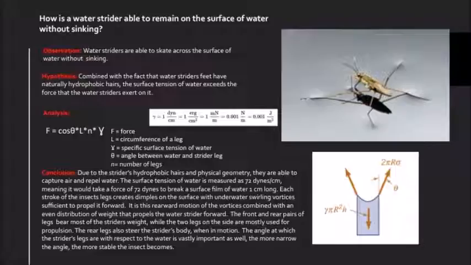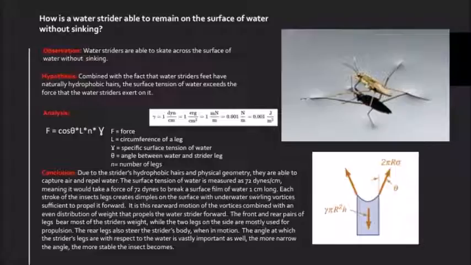Each stroke of the insect's leg creates dipoles on the surface with underwater swirling vortices, sufficient to propel it forward. It is this reverse motion of the vortices combined with an even distribution of the weight that propels the water strider forward. The legs of the strider let the bug utilize surface tension to float on water.